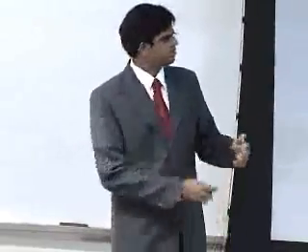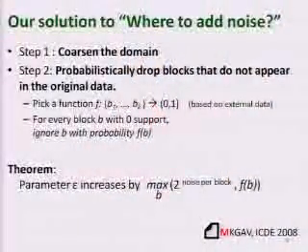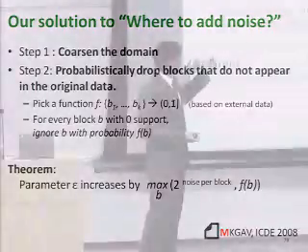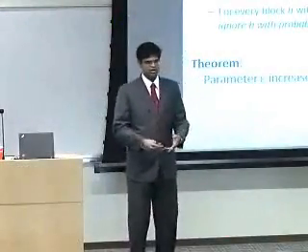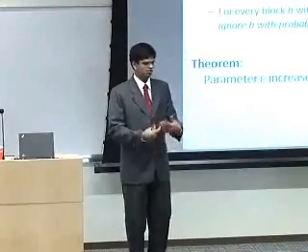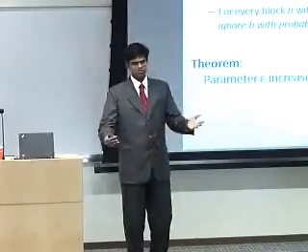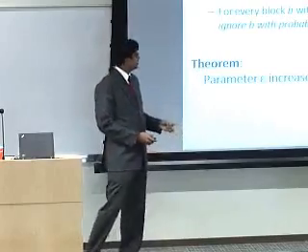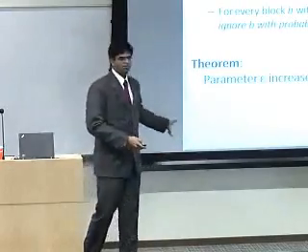And we showed this nice privacy-utility trade-off theorem, which shows that this parameter epsilon is a parameter of privacy. It basically increases if you drop blocks more aggressively. That is, you disclose more information if you drop these zero-support blocks aggressively, and vice versa. So these are the algorithms that we proposed.